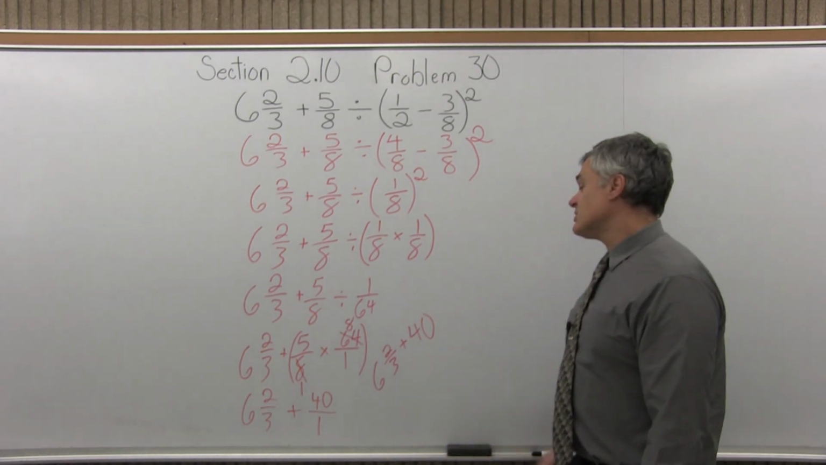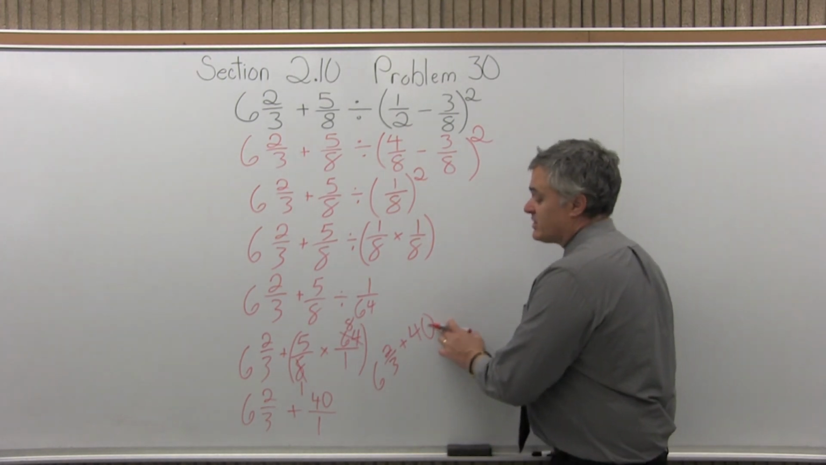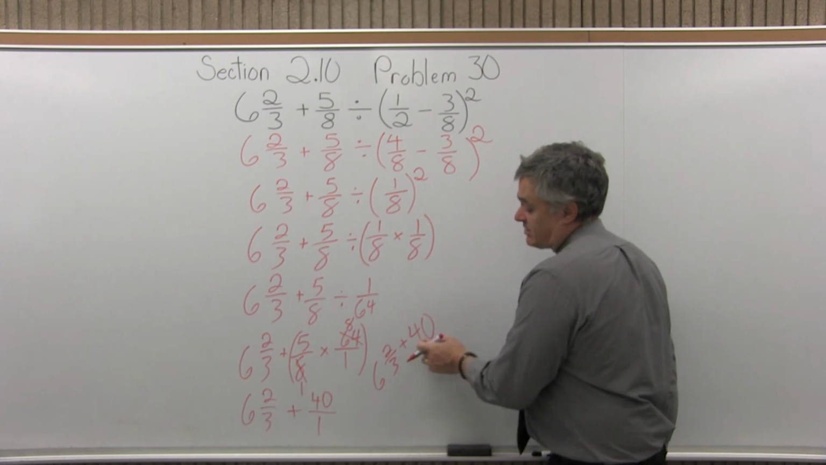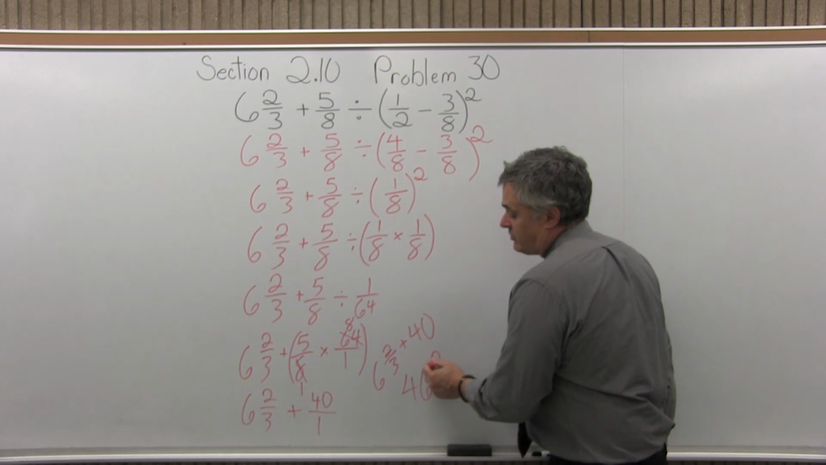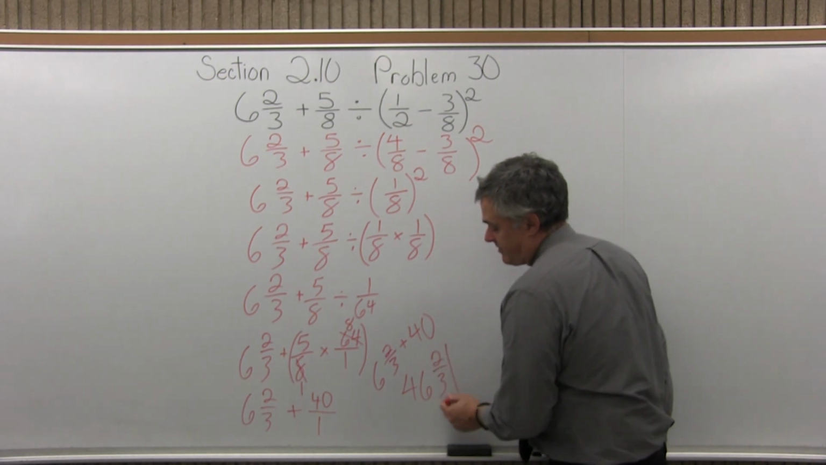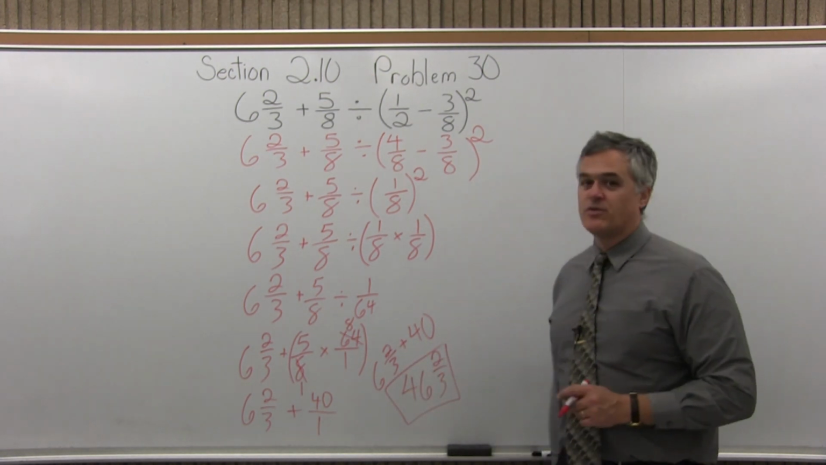So 6 2/3 plus 40, the 40 doesn't have a fraction with it, so I can just combine the 6 and the 40, the whole numbers, and my final answer will be 46 2/3. That's the answer for problem number 30.